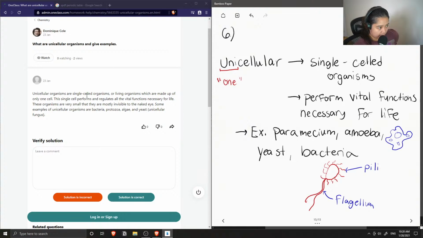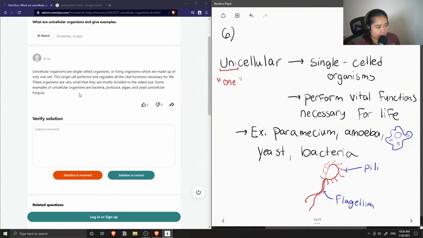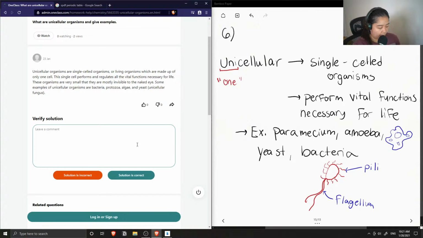And the junior tutor said that they are single-celled organisms or living organisms which are made up of only one cell. This single cell performs and regulates all the vital functions necessary for life. These organisms are very small, that they are mostly invisible to the naked eye. Some examples of unicellular organisms are bacteria, protozoa, algae, and yeast. Yep. So this solution is correct.